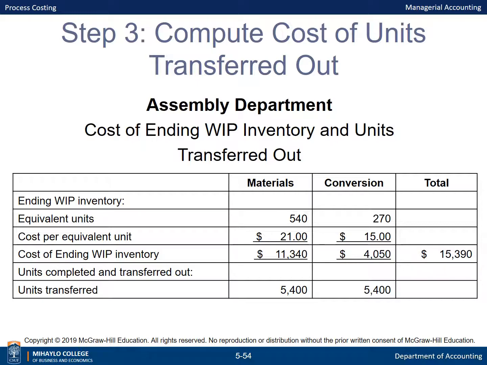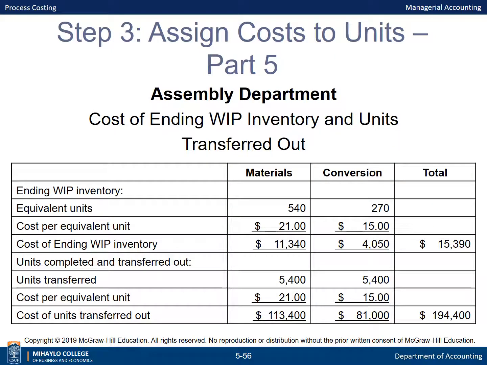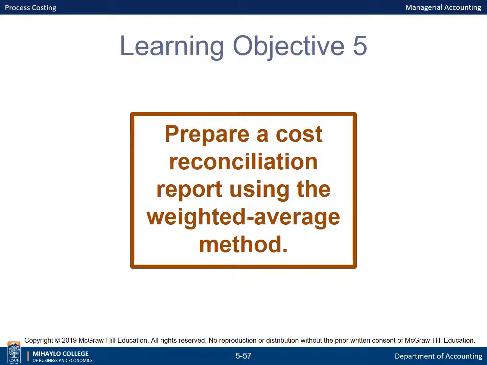The next step is to record the units transferred out to the next department, which is 5,400 for both materials and conversion. The cost per equivalent unit, $21 for materials and $15 for conversion, is the same for ending work in process inventory and units transferred. The final step is to compute the cost of units transferred out, $113,400 for materials, $81,000 for conversion, and $194,400 in total. Learning Objective 5 is to prepare a cost reconciliation report using the weighted average method.